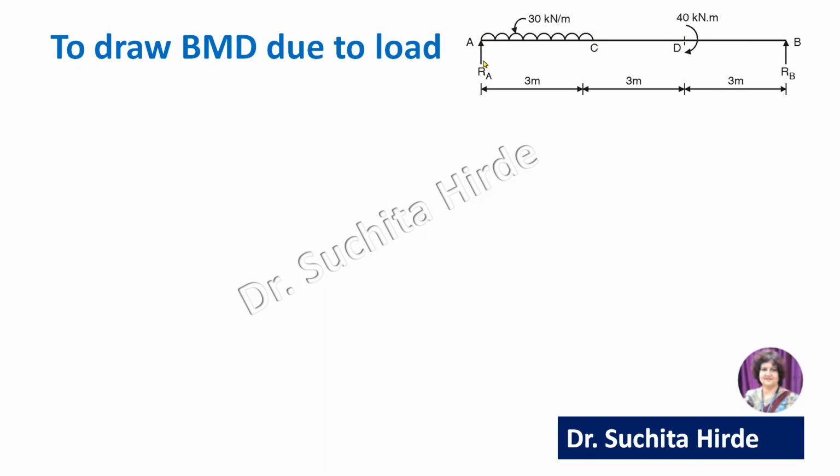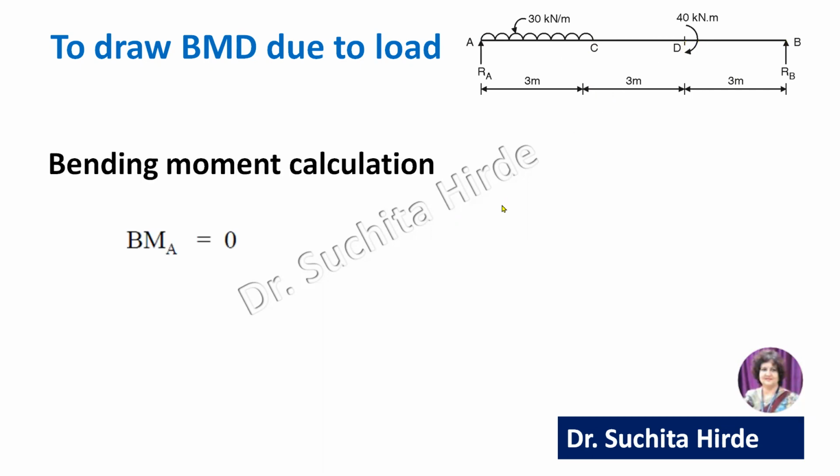Now you know that the bending moment at a simple support is always 0. That is, bending moment at A and bending moment at B is 0. Now we will calculate bending moment at C, then bending moment at D left and D right. So bending moment at A is 0.